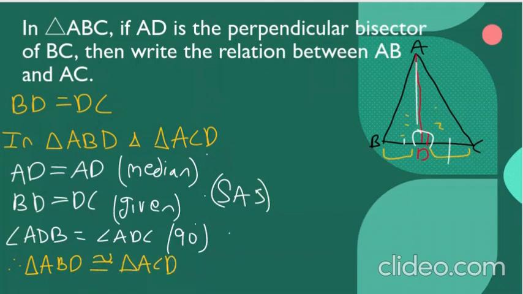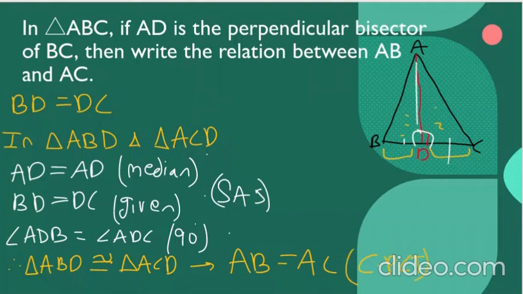Now you will ask me, ma'am, this question was for writing the relation between AB and AC. Why did we prove this? Why did we find out the congruency? Because students, with the help of this congruency only we will be able to find the relation. Now AB and AC, they are equal. AB equals AC. How? Because, as I said, it is as per CPCT.